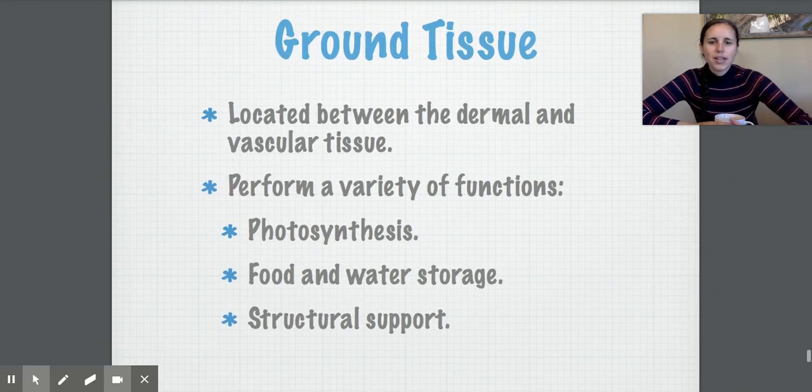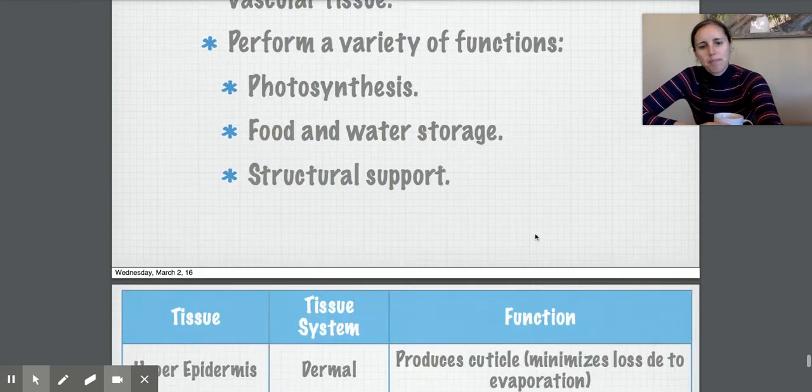And the last one here that we have is ground tissue. The ground tissue is located between the dermal and the vascular tissue, and it's kind of like the jack of all trades. It can do photosynthesis, it helps with food and water storage, and it gives structural support. So it does essentially all the other jobs in the plant.